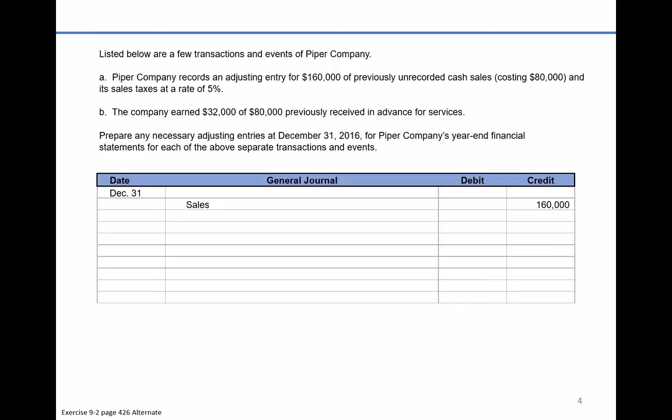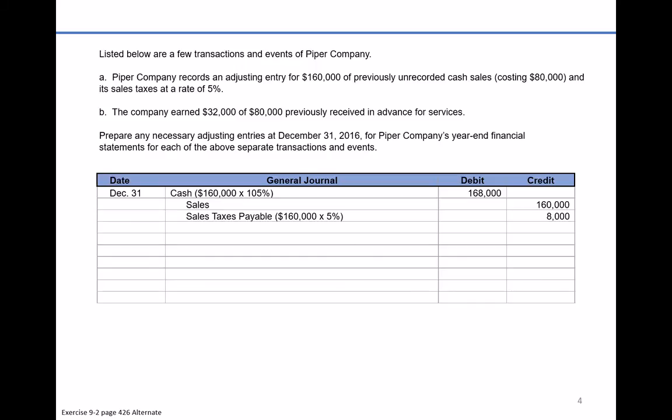They'll be forwarding that on to their state or municipal agency in the amount of 5% of $160,000, or $8,000. And so altogether, how much are they going to collect from their customer? Well, the $160,000 for the sale plus the $8,000 for the taxes. So altogether, they collect $168,000.